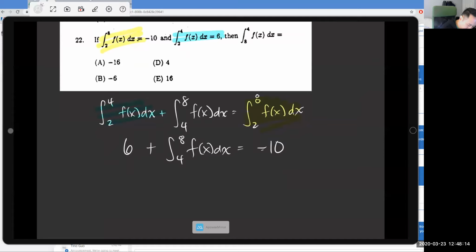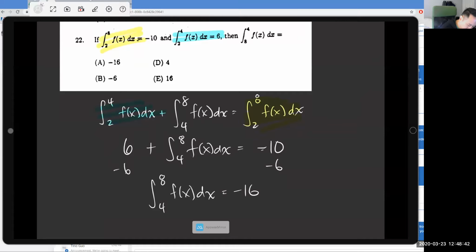Okay, so if I add 6 to both sides, all right, I'm going to get, let's see, no, not add 6. I knew something was wrong. I meant subtract 6, right? Subtract 6, subtract 6. Okay. I have integration from 4 to 8 of f of x dx equals, okay, so that's a negative 16.